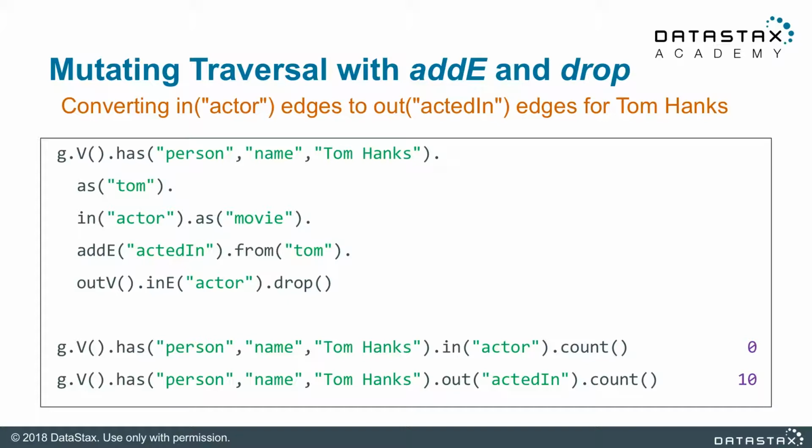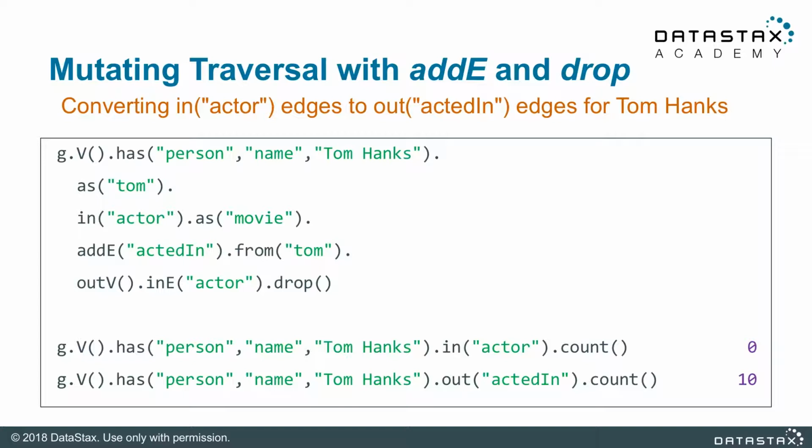Next, we go back along the incoming actor edges and we label those vertices as movie. That will be all of the movies that Tom Hanks acted in. From these movies, we are going to add an edge called actedin that comes from Tom. So the directionality here is opposite of the original direction for the actor edges of our schema. The Tom vertex has an edge that points to his films and says that Tom acted in these films.